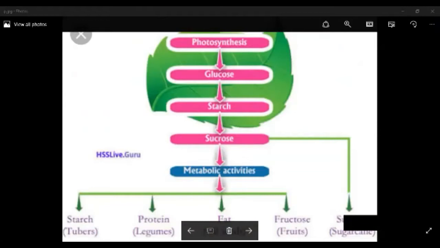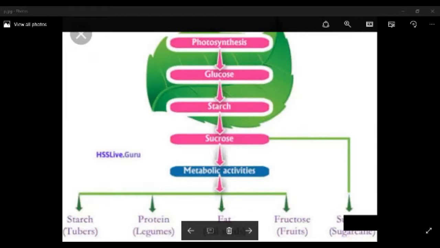But the plant needs energy for its different activities. So the food prepared should be used. So the starch is again converted into sucrose that can be transported to the phloem. Phloem is the vascular tissue that transports food materials from the leaf to different parts of the plant. So through the phloem, that sucrose is transported, and in different plant parts, in different forms, that sucrose is stored.